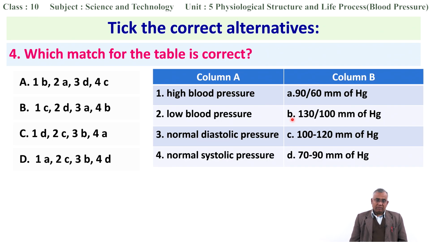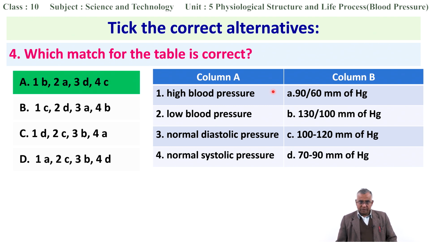Okay students, now let's move to the next question, which is: which match for the table is correct. There are two columns in the table. In one column there is some data, and in column B some more. So you have to match them. Think once, one is matching with whom? What is the matching of 2? What is the matching of 3? And what is the matching of 4? Okay, its correct answer is what?